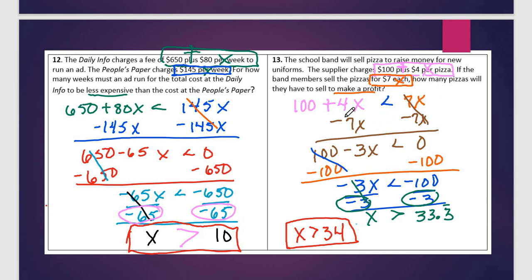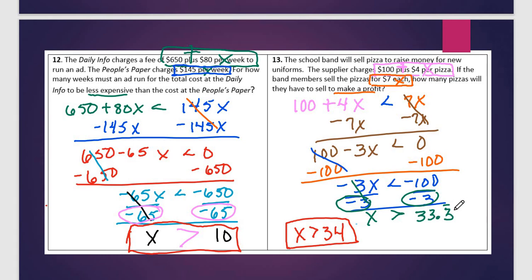So the first sentence right here goes on the left-hand side. The second sentence goes over here. The second sentence right here goes on this right-hand side. Now we're going to make sure, write your variable on the left-hand side. And so when I work all the way through it and get down here to the bottom, I see I have a negative 3x less than a negative 100. And so we're going to divide by negative 3.